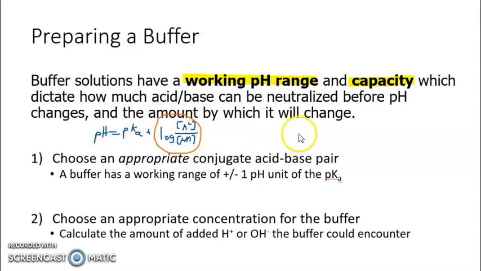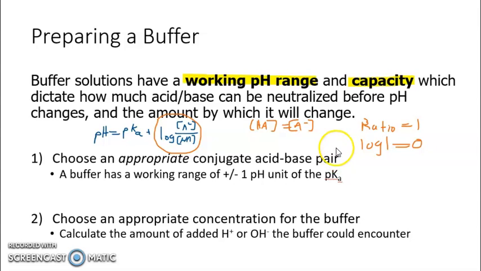And when is this term 0? Well, this term is 0 when the HA concentration equals the conjugate base concentration, and then that ratio is 1. And the log of 1 equals 0.